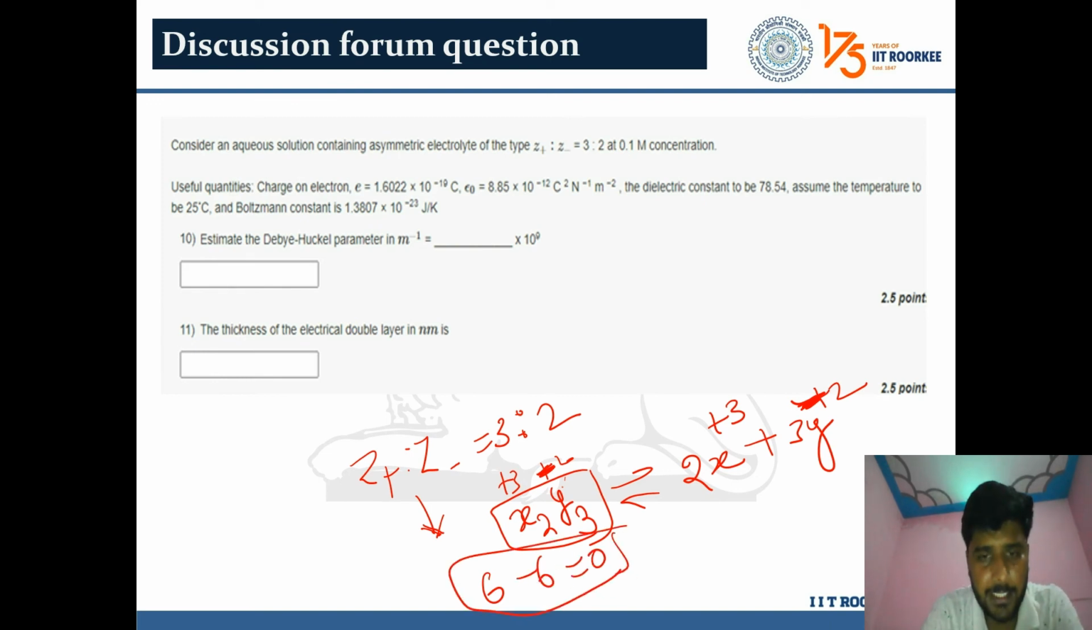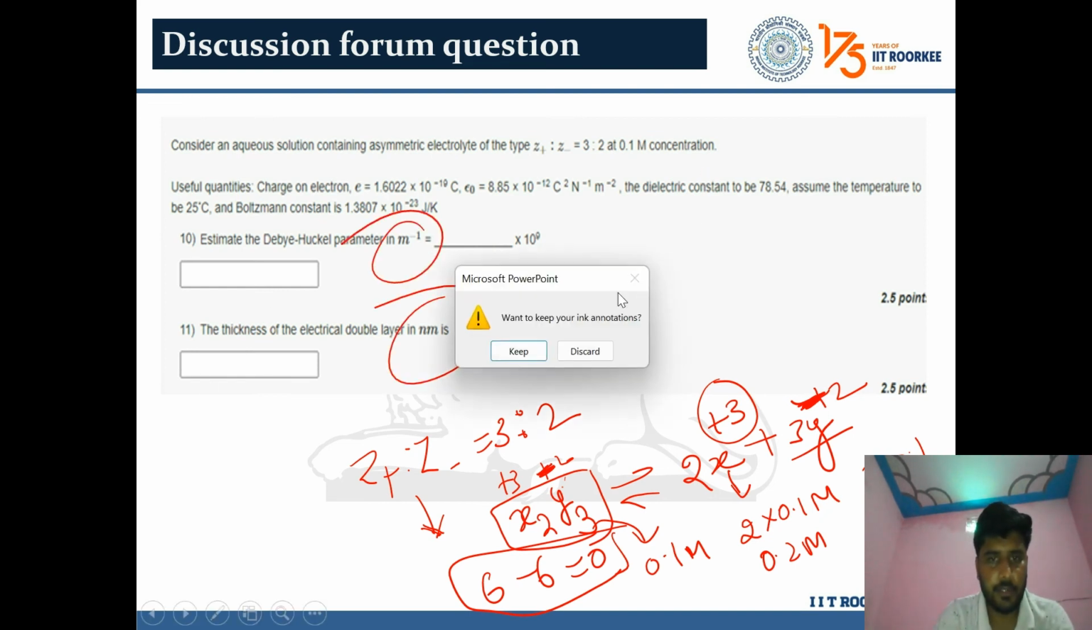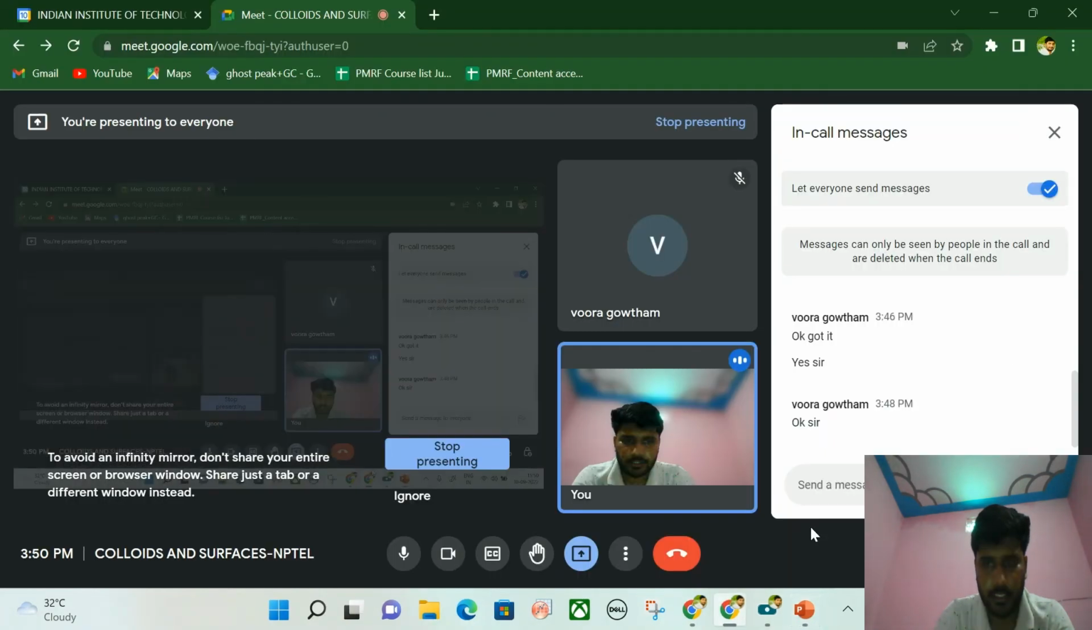So why am I writing the molecular formula? If you have 0.1 molar concentration, then for the positively charged ions you will get 2 multiplied by 0.1 molar, that is 0.2 molar concentration. And similarly for the negatively charged ions, you will get 0.3 molar concentration, and after that you can directly put these values into this question and this question. Okay, I think your doubt is clear now. If not, you can type in the chat box, please.